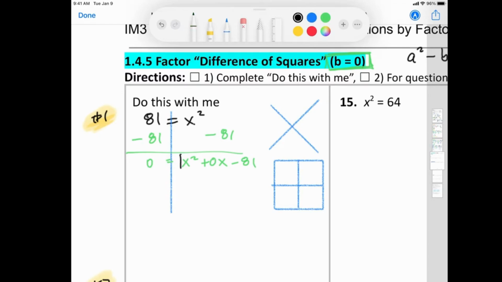Your a value is 1, so a times c is negative 81. My b value is 0, right? A, b, and c. Two numbers that multiply to be negative 81 are positive 9 and negative 9, and they add to be 0. Basically, that 9x and negative 9x, if you add those together, equals 0x. That term always goes in the top left and then the bottom right.